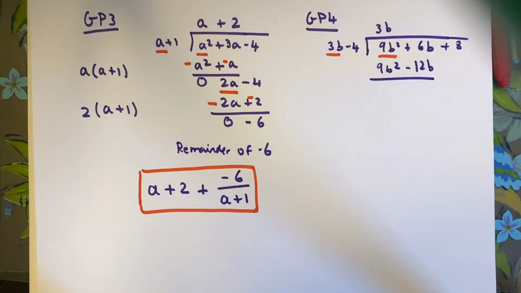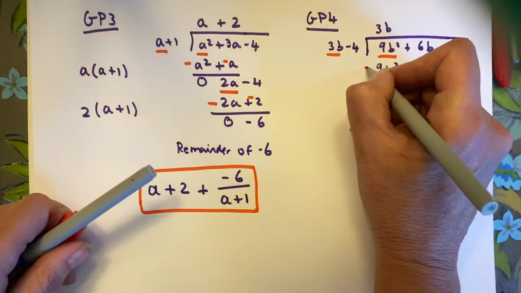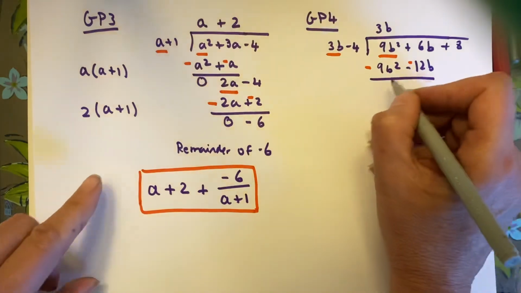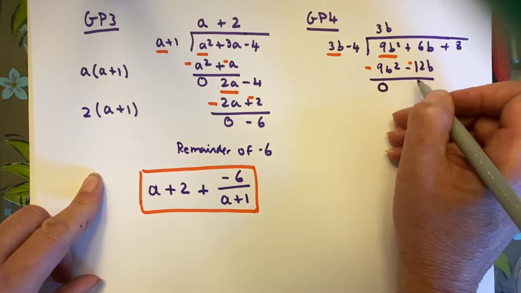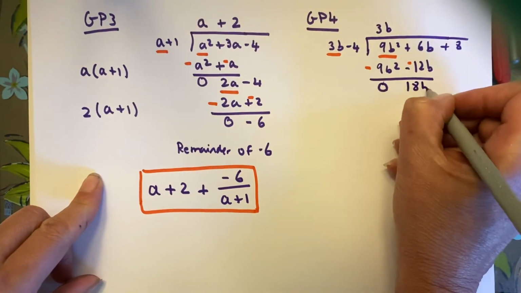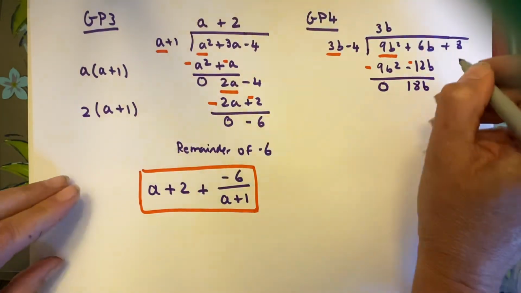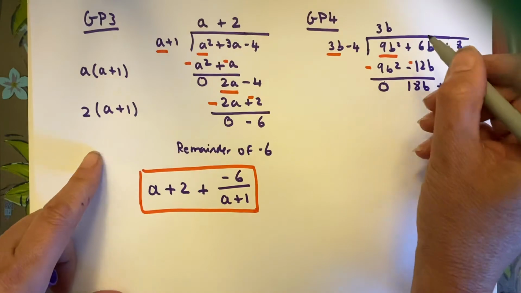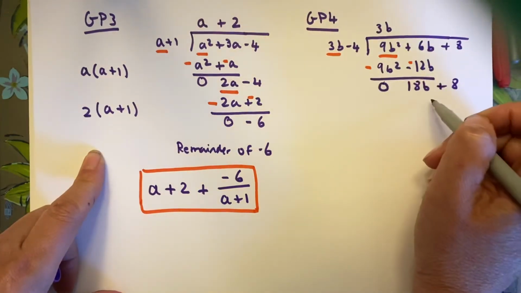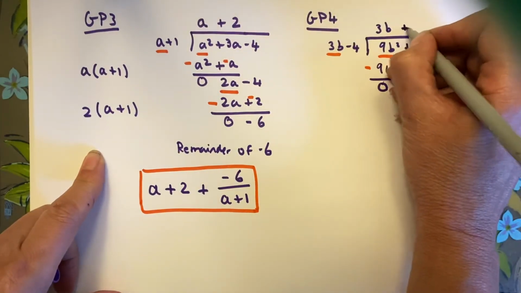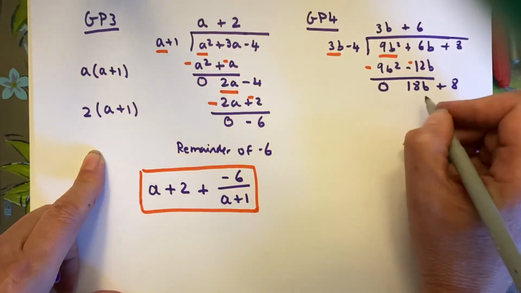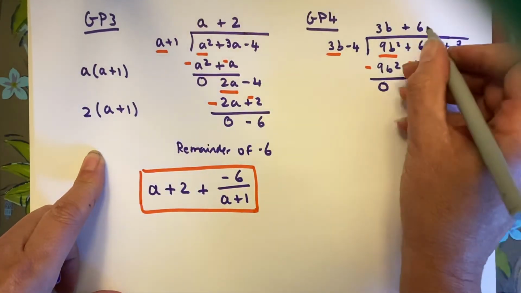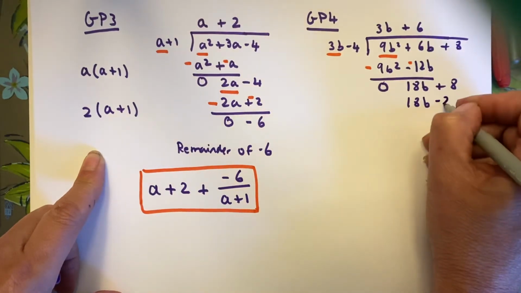And when I subtract them, I change my signs. So I end up with 0 and 6b plus 12b, so I get 18b. And I bring down my last number, which is an 8. How many times? So what times 3b will give me 18b? Well, 6. 6 times 3 is 18, so 18b, right? 6 times 3b is 18b. 6 times negative 4 is negative 24.